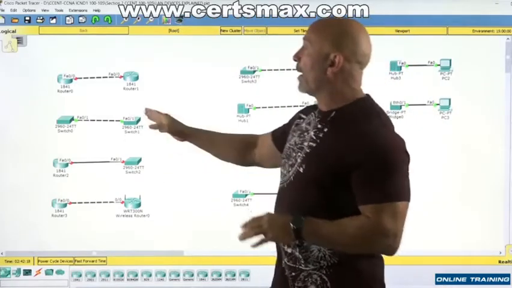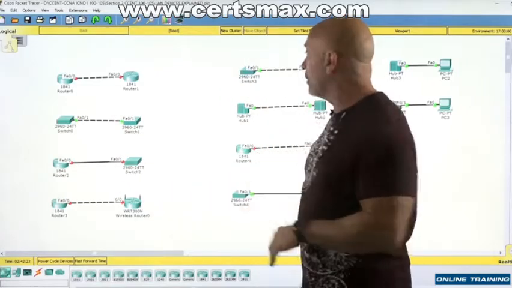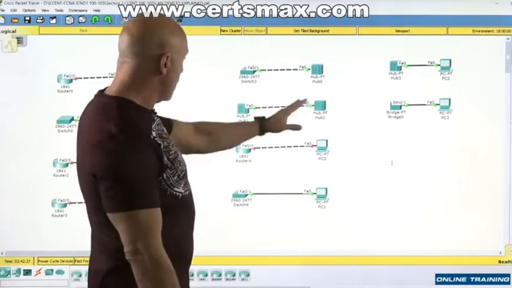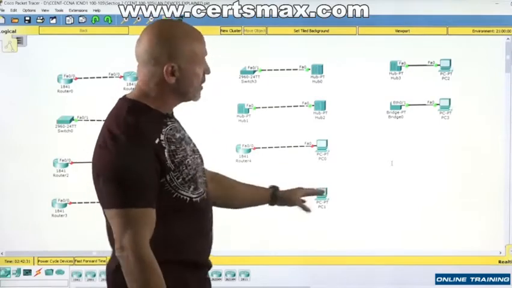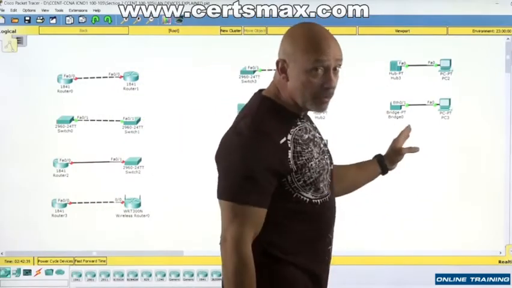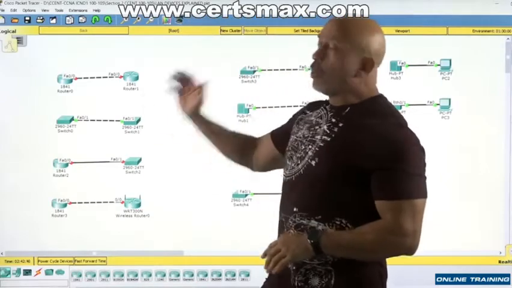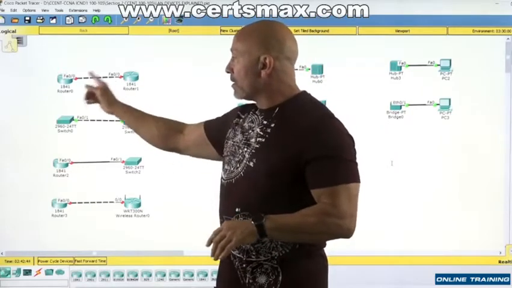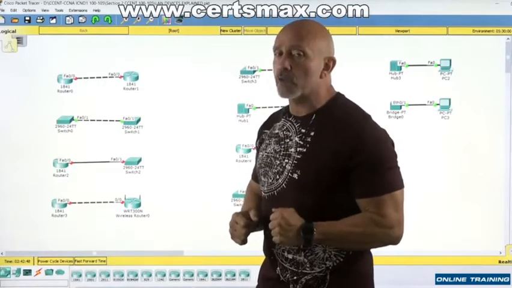All right, now you see here we have routers, switches, a router and a switch, a router and a wireless router. We have a switch and a hub, a hub and a hub, a router and a PC, a switch and a PC, a hub and a PC, and a bridge and a PC. All right. The rule when you're connecting similar devices, you use a crossover cable.